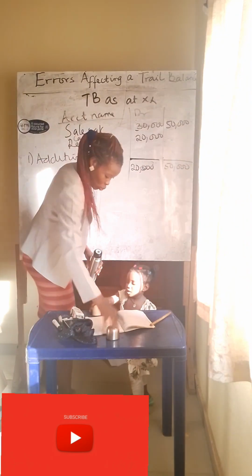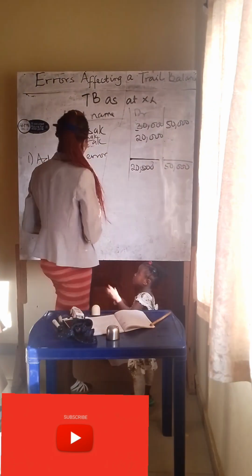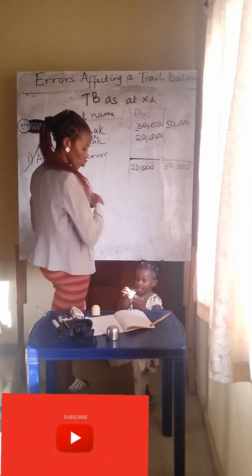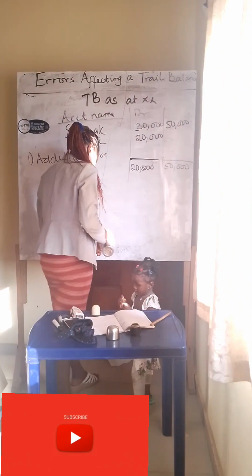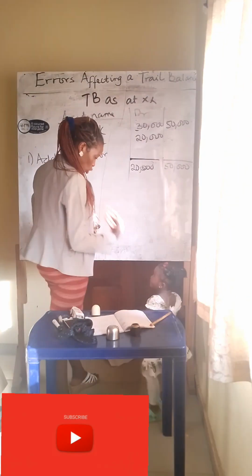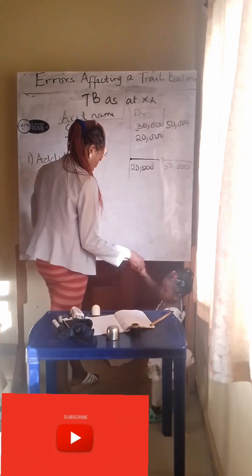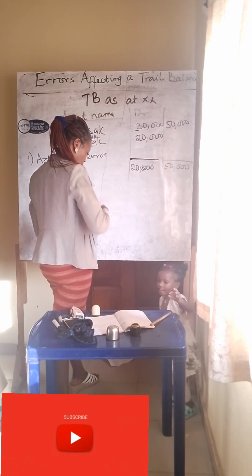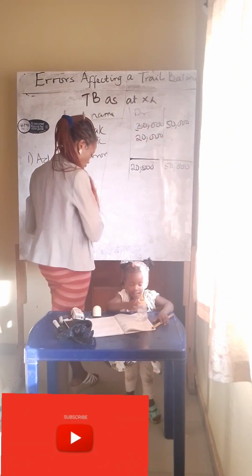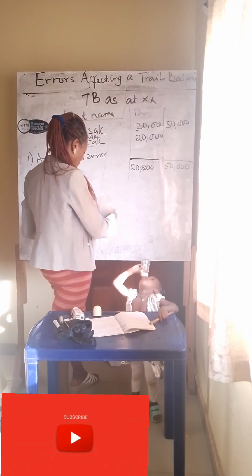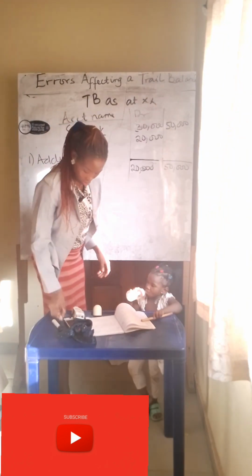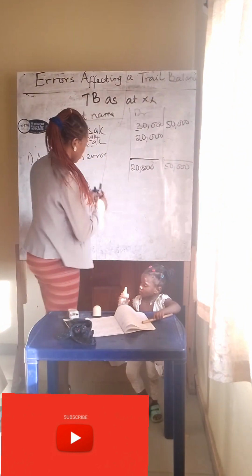Now, when adding, instead of saying 20 plus 30, 50, you said 20 plus 30, 40. And so instead of having 50, you'll be having what? 40. And because of that 40, you see that your account will not balance. This is a very typical error that could occur and will prevent your account from balancing.